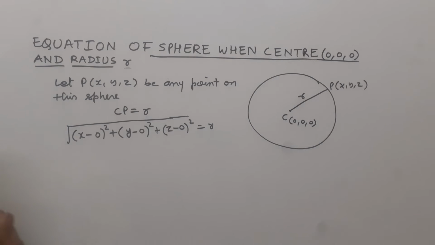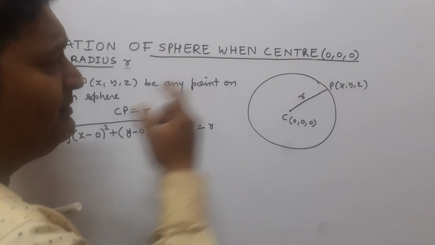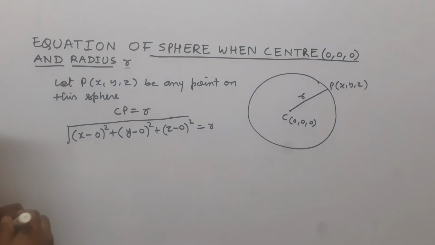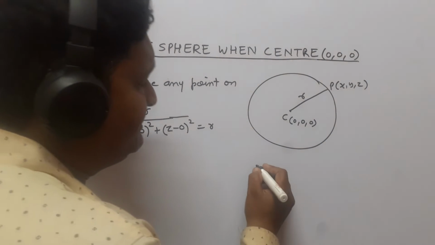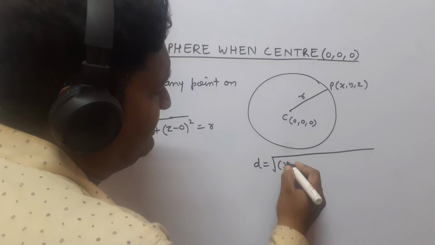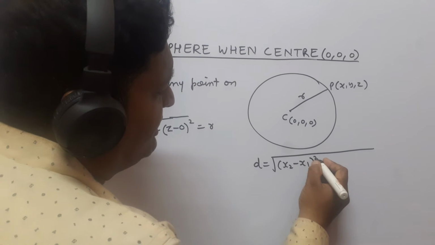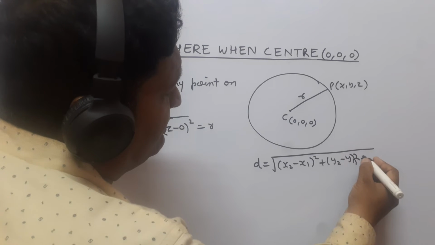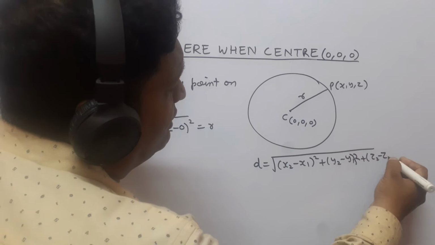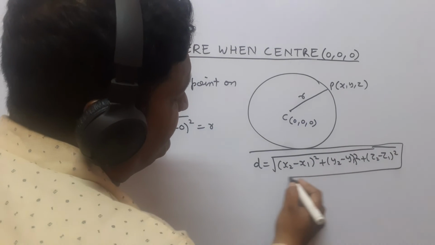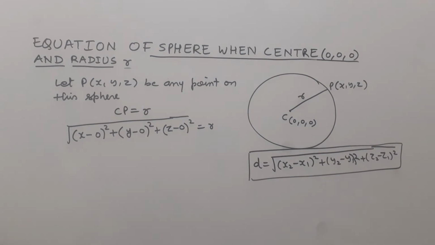So here we find the distance between the 2 points C and P. C is given by 0, 0, 0 and P is given by x, y, z. So using the distance formula, the distance between 2 points can be written as the square root of (x2 minus x1) whole square plus (y2 minus y1) whole square plus (z2 minus z1) whole square. This is the distance formula when we find the distance between 2 points x1, y1, z1 and x2, y2, z2.